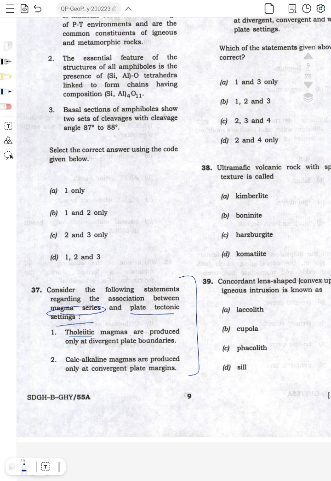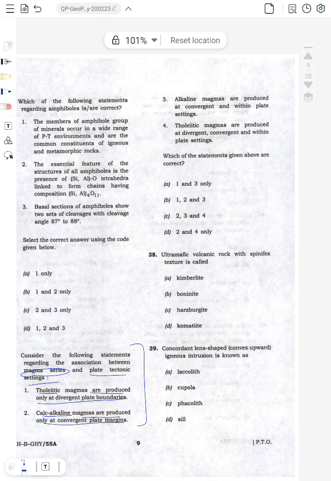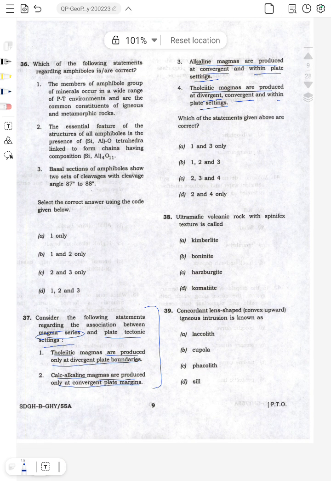Tholeiitic magmas are produced only at divergent plate boundaries. Alkaline magmas are produced only at convergent plate boundaries. Alkaline magmas are produced at convergent and within-plate settings. Tholeiitic magmas are produced at divergent, convergent and within-plate settings. Now, these two statements are about the tholeiitic magma.